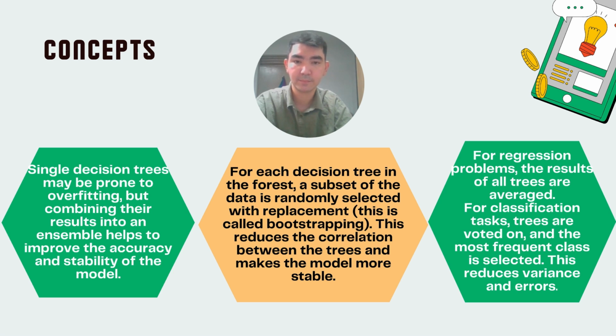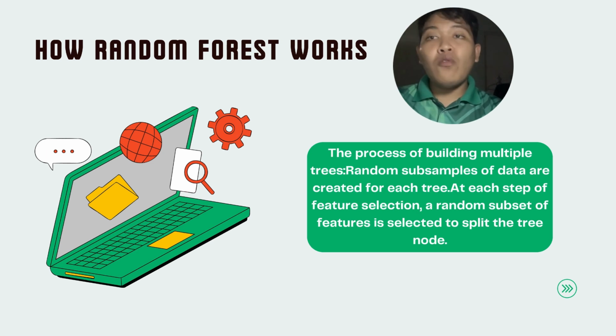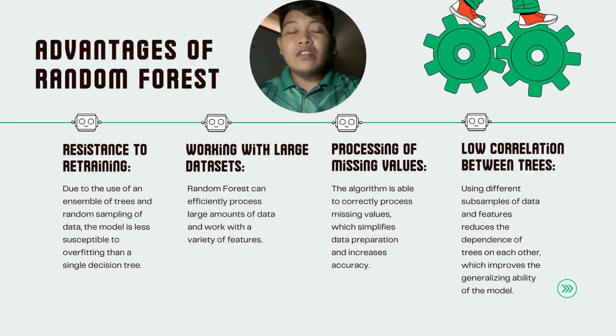On this slide, I will explain how random forest works. Random subsamples of data are created for each tree. At each step of feature selection, a random subset of features is selected to split the tree nodes. I can give you an example. You can imagine a tree. There are many branches, and every branch has many other separated nodes, or we can call them subsets. Hope you understand.